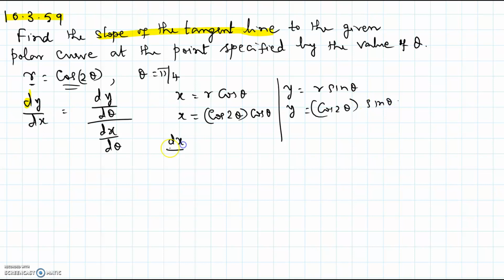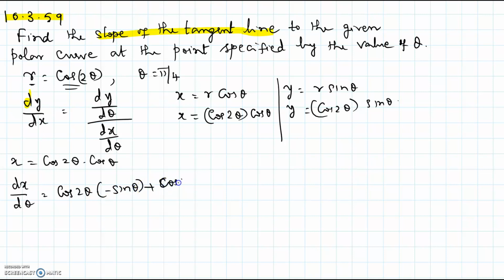So each one can be differentiated now with respect to theta using the product rule. So we'll take x equal to cosine of 2 theta times cosine theta and differentiate with respect to theta. It's a product, so it is u times v prime plus v times u prime. So that way we get negative cosine 2 theta sine theta and negative 2 sine 2 theta cosine of theta.